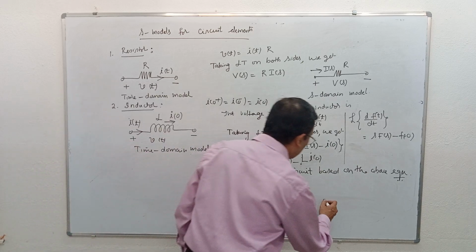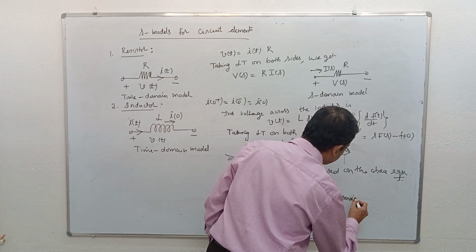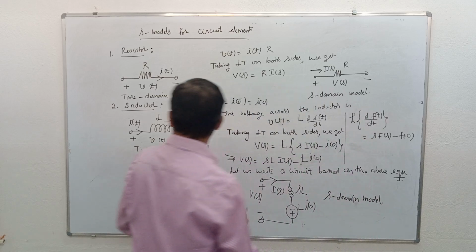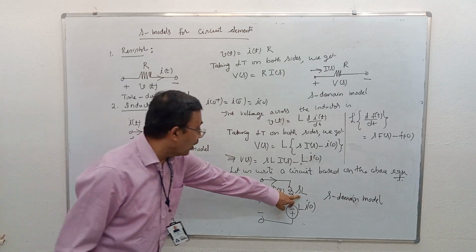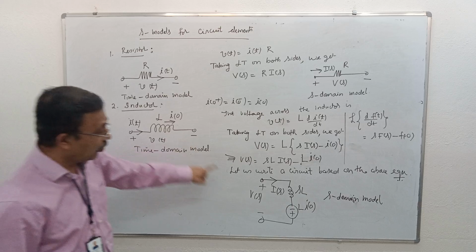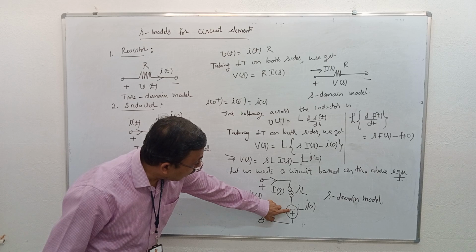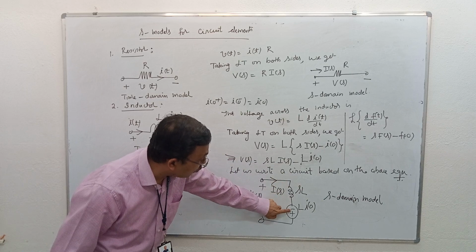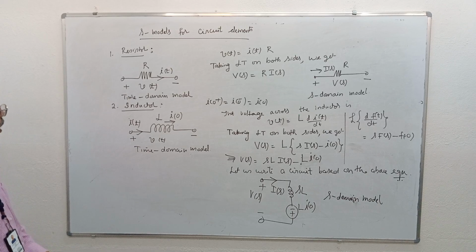So this is called the S domain model. It is not a simple affair when an inductor is involved. L becomes sL, and the initial current i(0) becomes a voltage source equal to L into i(0). The voltage source will have minus polarity where the current I(s) is entering. Where the current I(s) is entering, you have to put the minus sign for the voltage source. This is about the inductor.